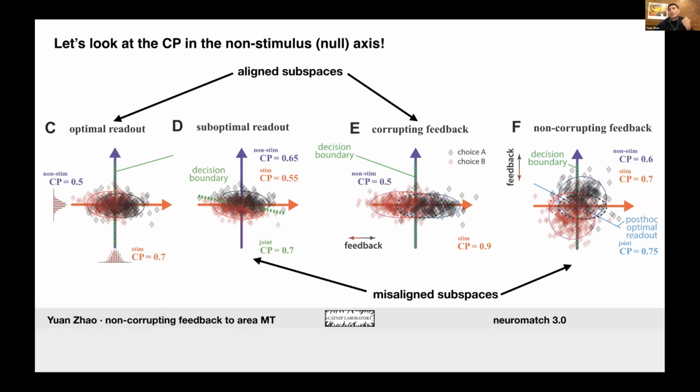And the feedback to the stimulus subspace will corrupt the stimulus information in the stimulus subspace and thus inflate the choice probability in that subspace. But the feedback to the null subspace will not corrupt the stimulus information and only inflate the null choice probability in the null space, or in other words, in the non-stimulus subspace. Of course, here it doesn't completely rule out the corrupting cases, because the choice information can be fed back to both of the subspaces.